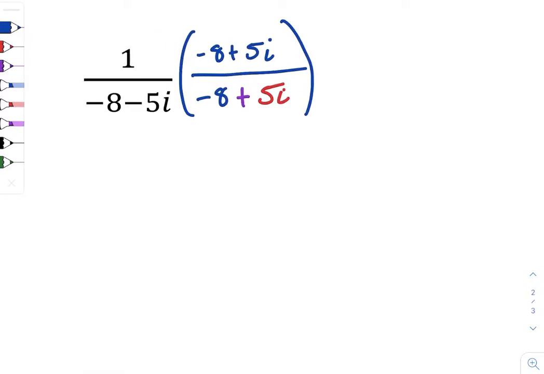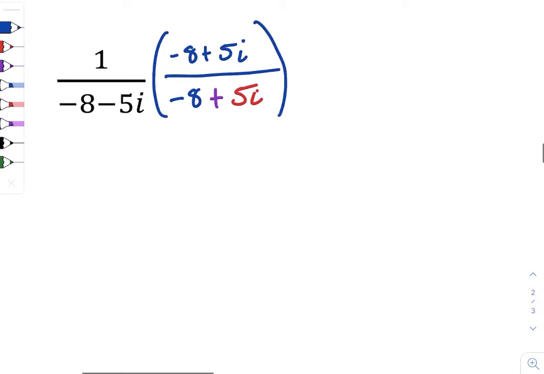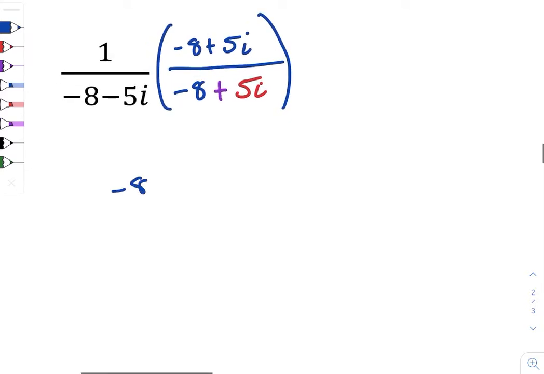Okay, so what we get now is in the top, we're going to need to distribute the 1 to -8 plus 5i. So that is going to just stay as -8 plus 5i. And then when you multiply the bottom, the conjugates, you would need to treat it like they are two factors in a quadratic and FOIL them.